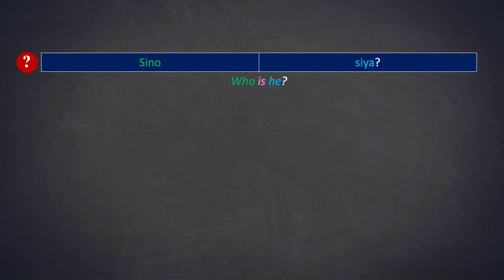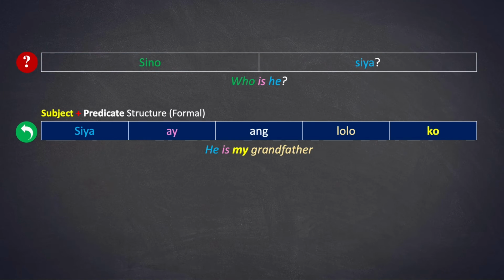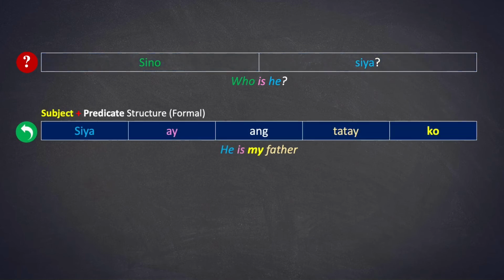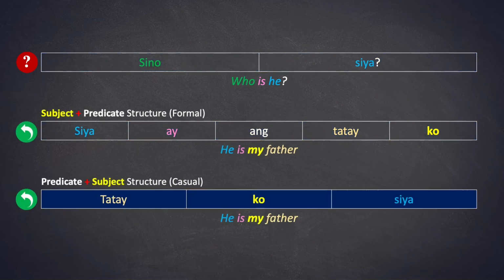Sino siya? Who is he? Siya ay ang lolo ko. He is my grandfather. Lolo ko siya. He is my grandfather. Sino siya? Siya ay ang tatay ko. Tatay ko siya. He is my father.